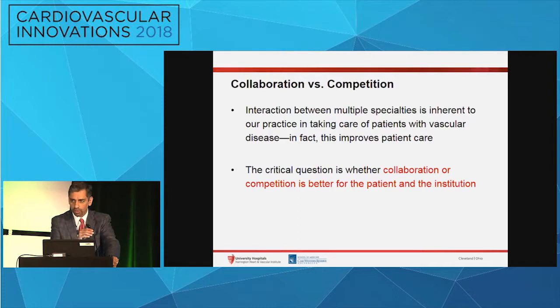But I think the more important question, really, and really what I'm sure Mehdi and Kenny and the organizers were getting to, is collaboration versus competition. And I think you'll hear that my thoughts are very similar to Dr. Dunn's slides. So interaction between multiple specialties is inherent to not only our practice, but really medicine in general, in taking care of patients with complex vascular disease. In fact, if we do this, and if we do it right, it improves patient care. The critical question is whether collaboration or competition is better for the patient and the institution at your particular locality, and I clearly believe that collaboration is better.